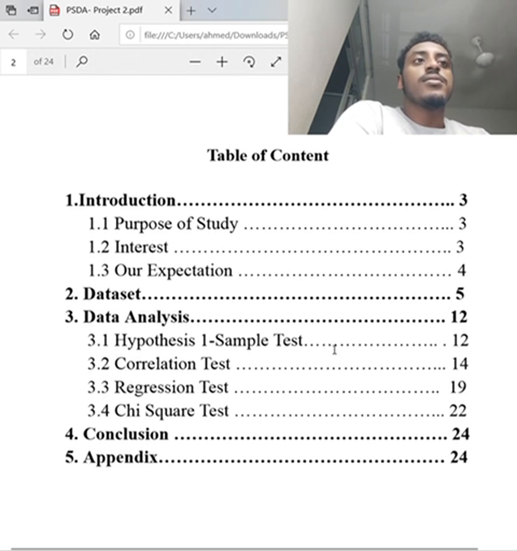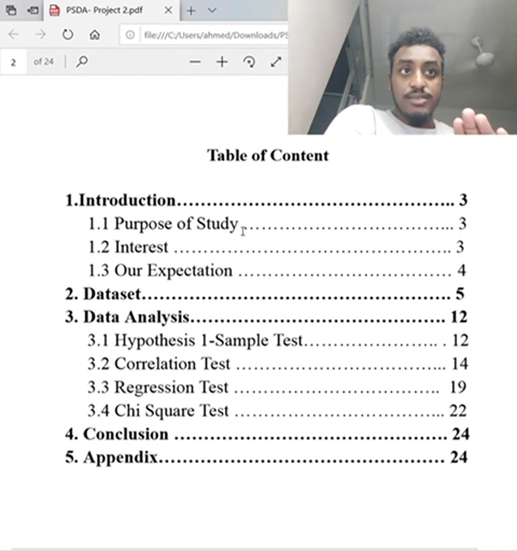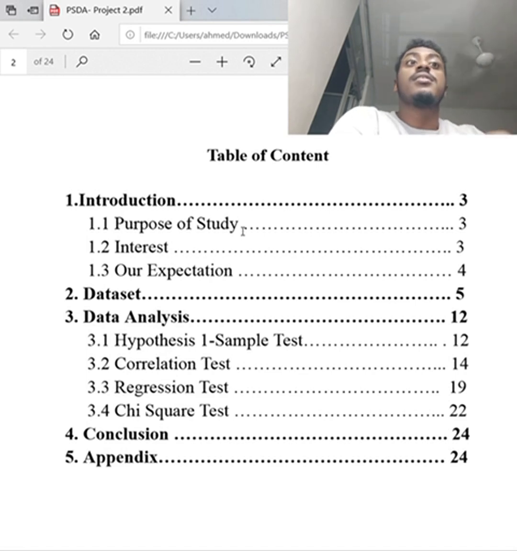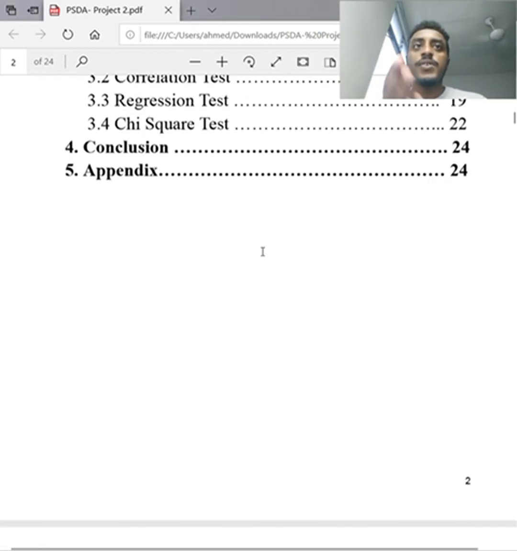And regarding the table of contents, we included introduction, dataset, data analysis, conclusion, and appendix. In the introduction, there is purpose of study, interest, and our expectation, and in the data analysis, there is hypothesis, one sample test, correlation test, regression test, and chi-square test.